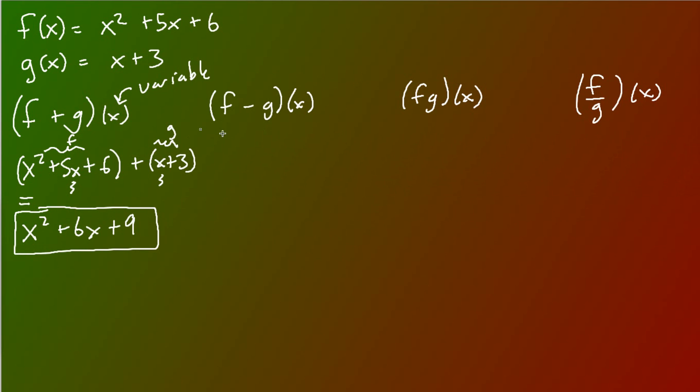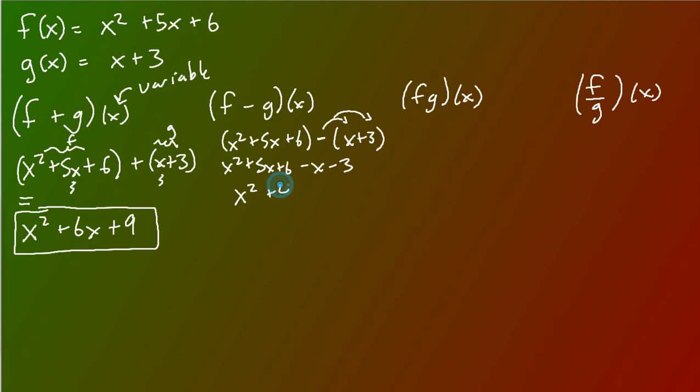So right here, I'm subtracting. Now, I'm going to want to be careful of my signs. So I have x squared plus 5x plus 6 minus x plus 3. And here, I'm going to have to distribute this negative. So I have x squared plus 5x plus 6 minus x minus 3. And then I'll go ahead and combine like terms. I get x squared plus 4x plus 3.